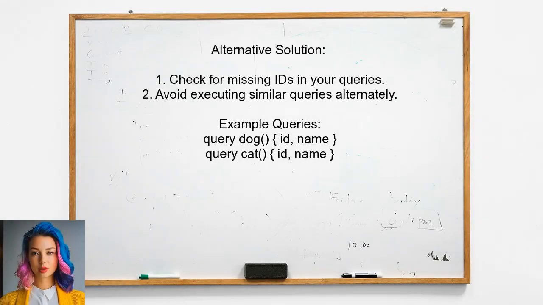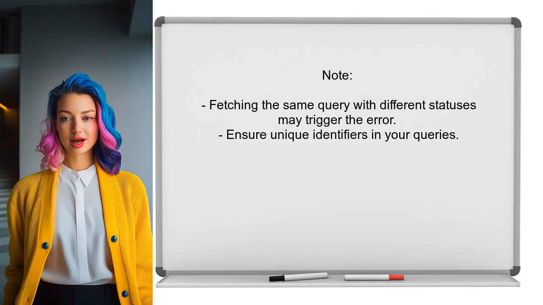An alternative solution provided by another user highlights two potential causes for the error. First, it may occur if an ID is missing in your query. Second, the issue can arise when you have similar queries that are executed alternately, such as querying for dogs and cats with the same structure. The user mentions that they are currently facing this issue while fetching the same query with different statuses, indicating that this could also lead to the error.